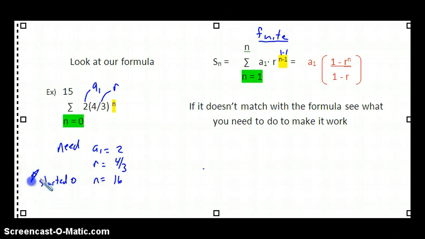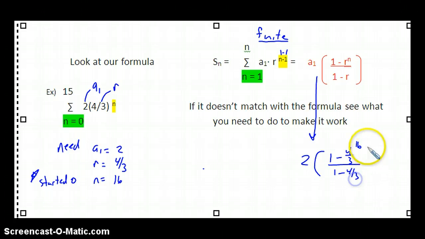So pay attention to that. Don't just assume that's 15. It would be if we started at 1. And now let's plug it into our formula. So I'm going to use this formula down here. A sub 1 would be 2, and then 1 minus 4/3 to the 16th power over 1 minus 4/3.